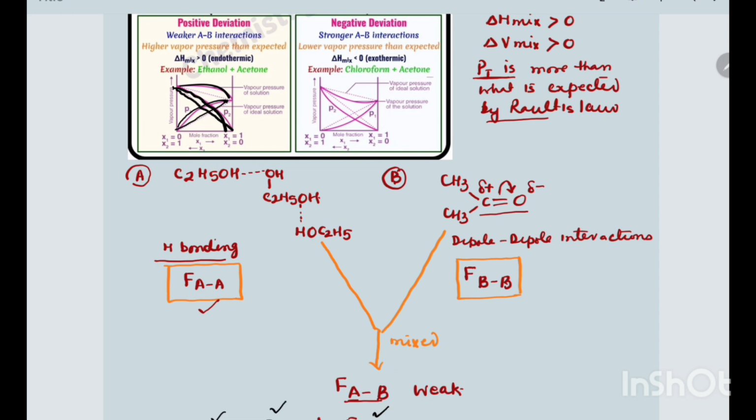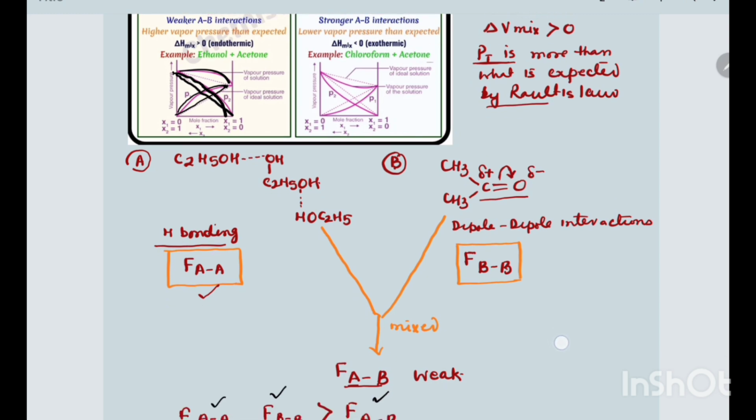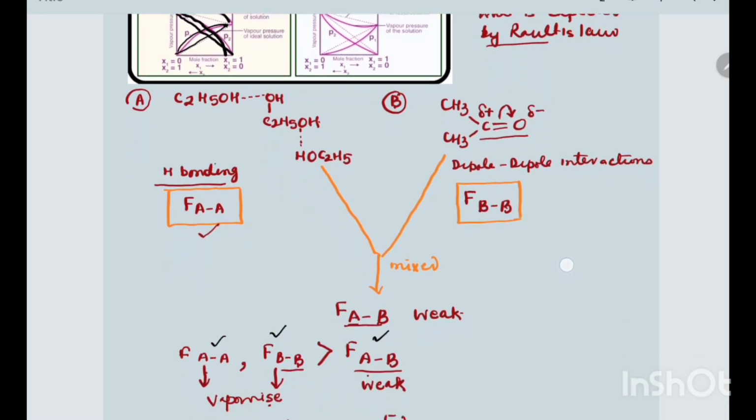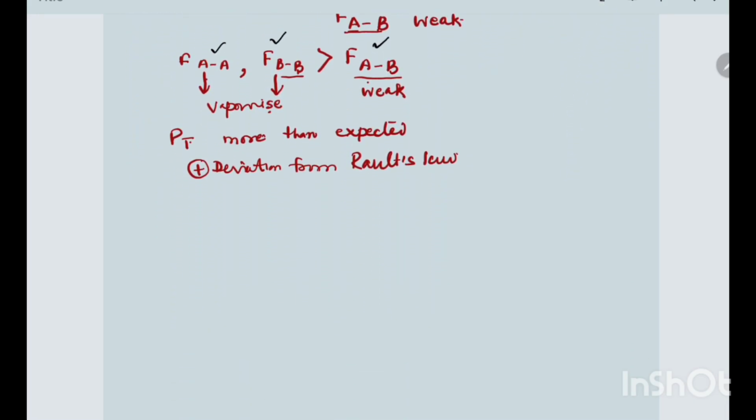So this is how it happens. Now let us take another example. Suppose I am taking the second case. In case 2, suppose our component A is chloroform and the component B is acetone, right?